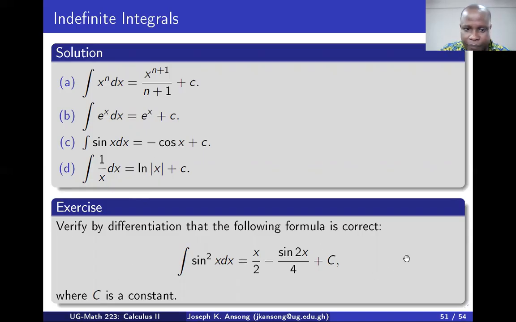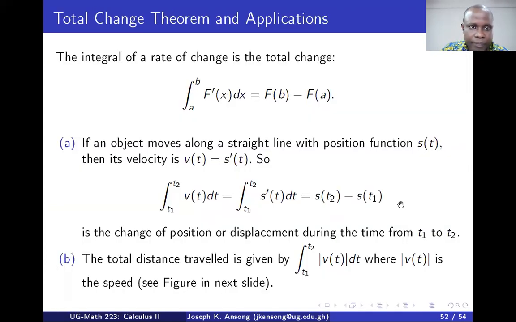Okay, good. Verify by differentiation that the following formula is correct. So you want to verify. In other words, we know this is the antiderivative of this function here. So what you do is find the derivative of this and see whether you get sine squared x. That's what this is saying.